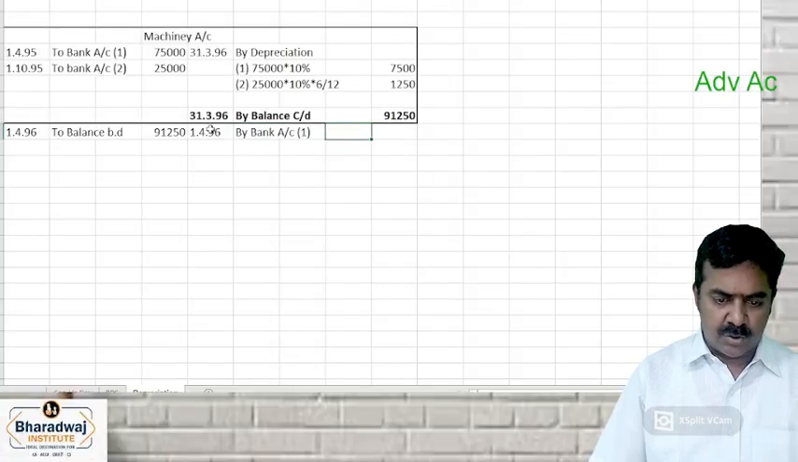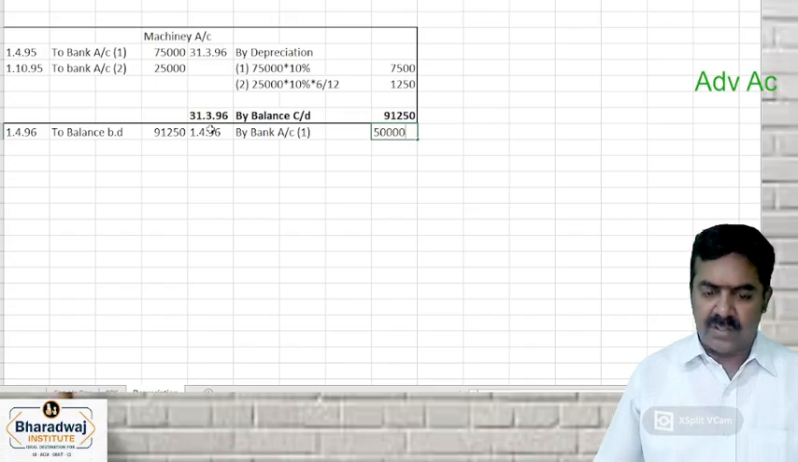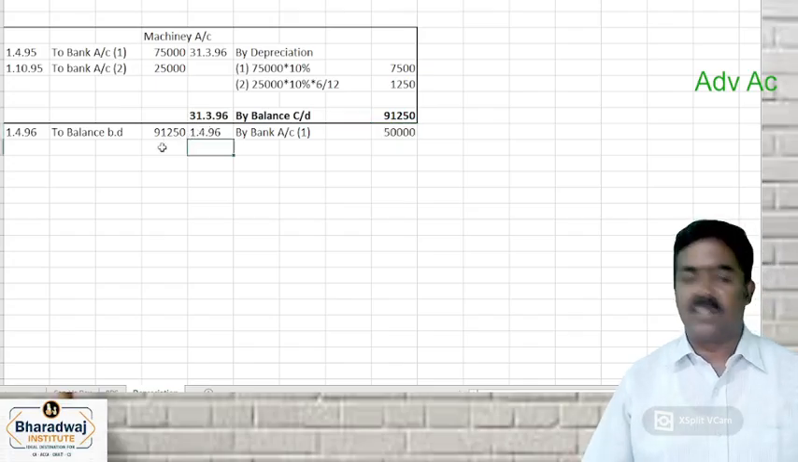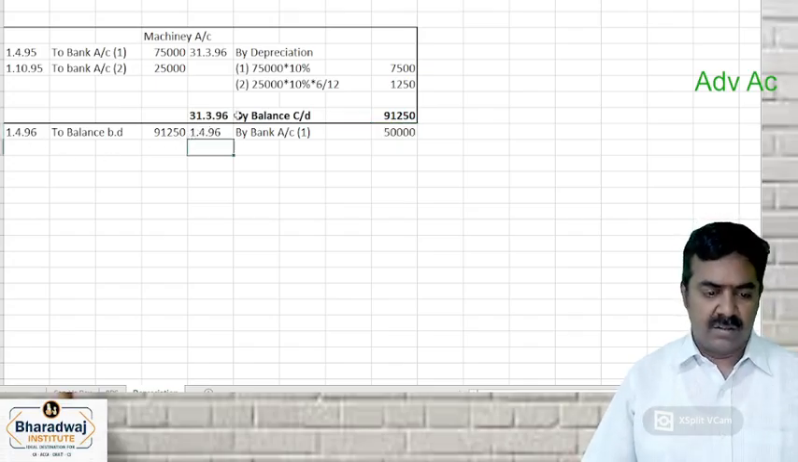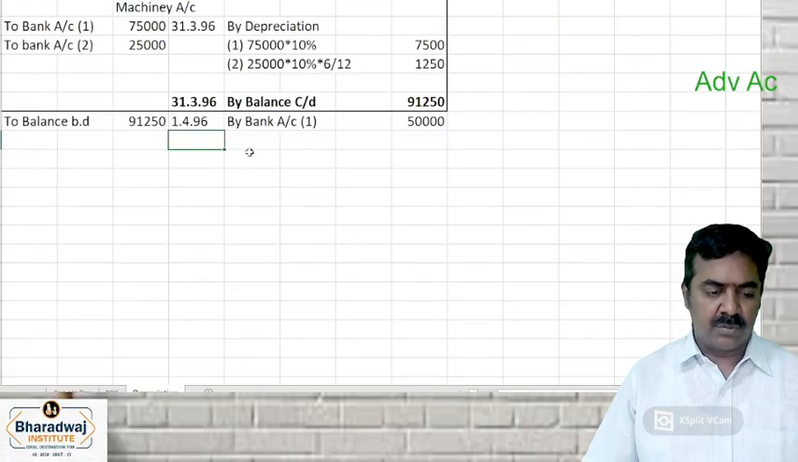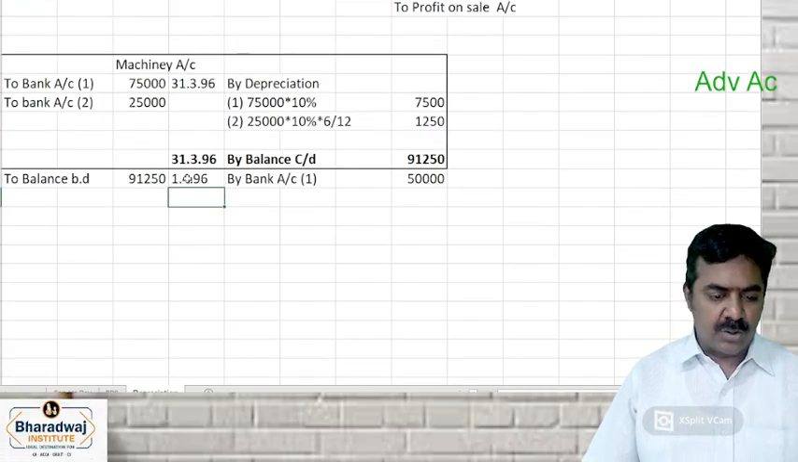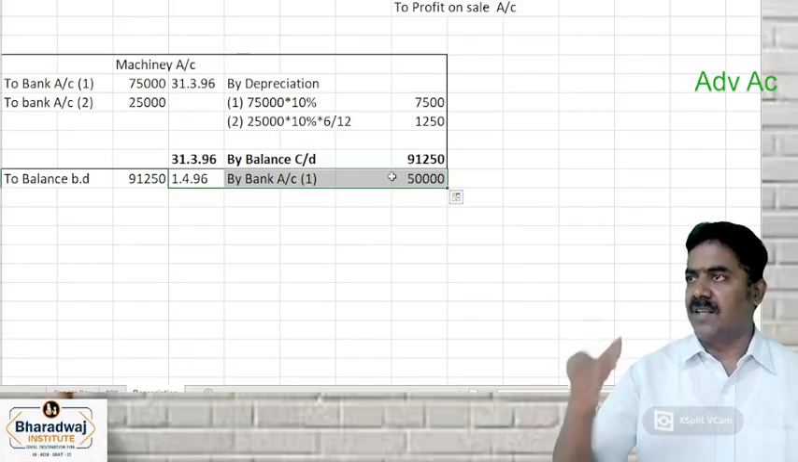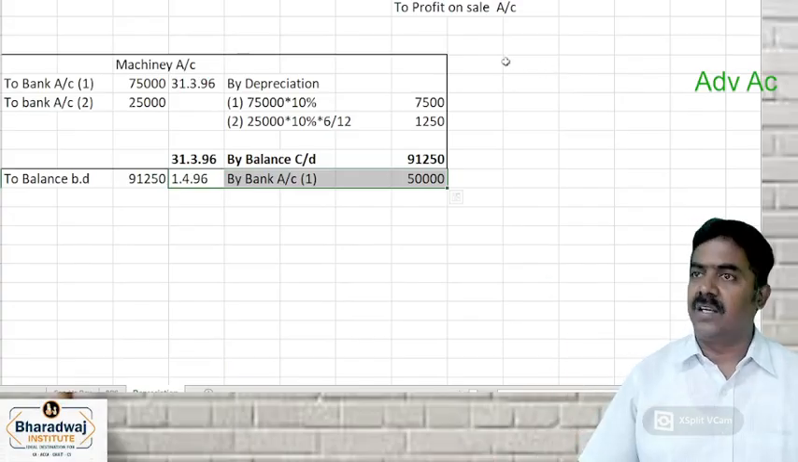The first machine is sold for how much? 50,000. Wait. Do we have to provide depreciation? No. Why? It is sold on the first day. We did not use it in 96, 97. We sold the asset on day 1.